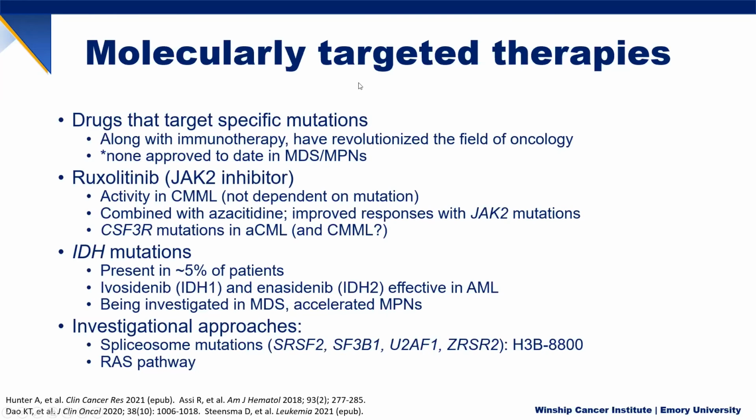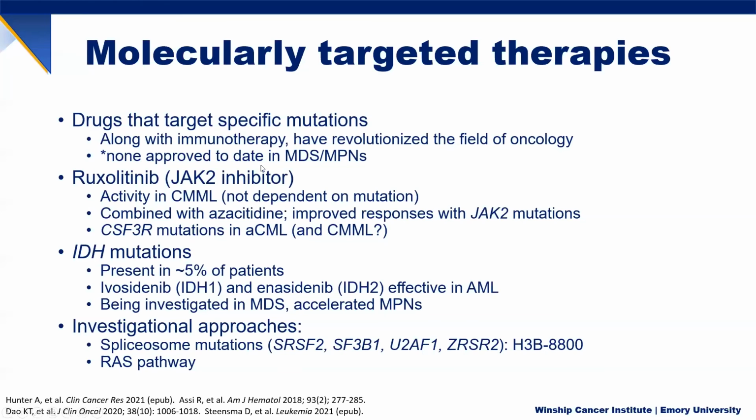So these are drugs, typically pills, that are geared to target specific mutations, meaning they work if you have that mutation and they don't if you don't have it. And really along with immunotherapy, or using the immune system, this has revolutionized how we treat cancer and the entire field of oncology now. But none of these drugs are currently approved in these MDS/MPN syndromes. Some that we do use or are looking at using, of course, are ruxolitinib, which I mentioned before in the CMML algorithm. And this is what we call a JAK2 inhibitor.